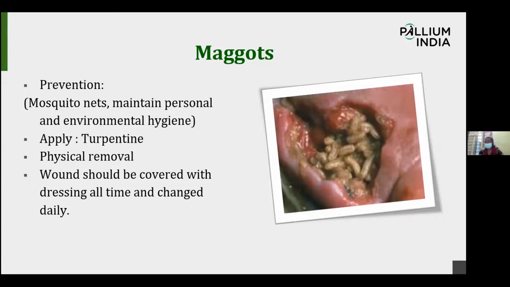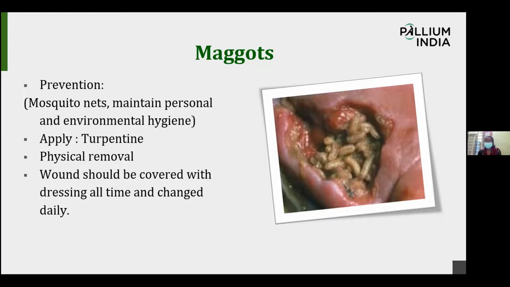They have to maintain personal hygiene, and if there are maggots, they can take turpentine on a gauze piece, squeeze it well, and keep it close to the wound. At that time the maggots will come out. So they keep it close to the wound, that is enough. Physical removal is the only way to remove the maggots from the wound.